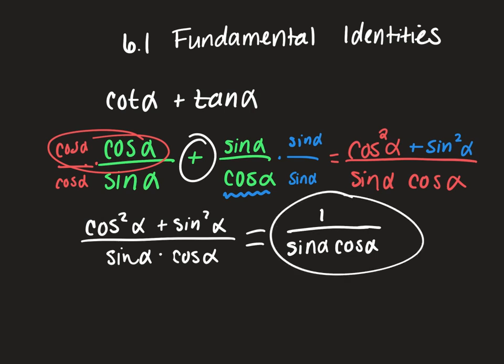And then the sine plus cosine equals nothing. So then that's our answer: 1 over sine alpha times cosine alpha.